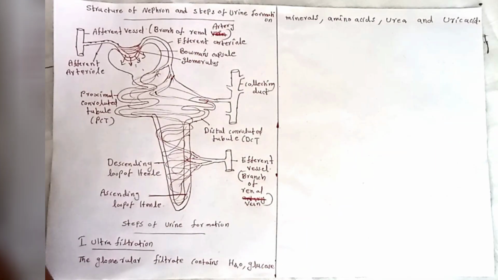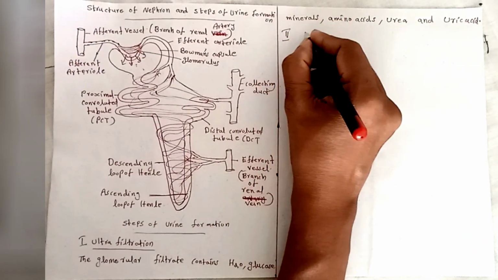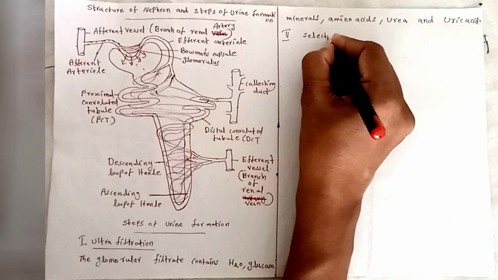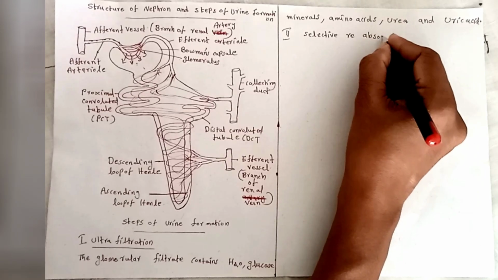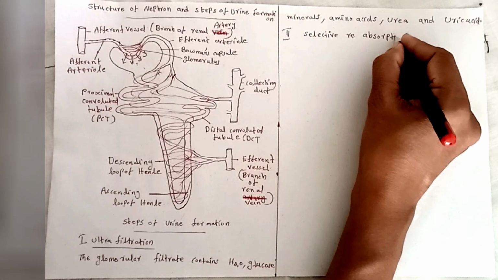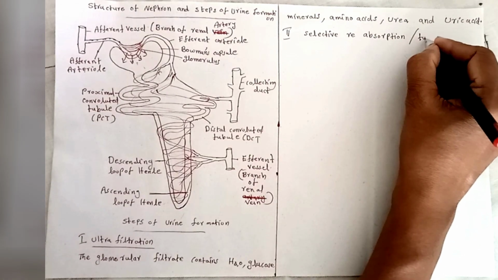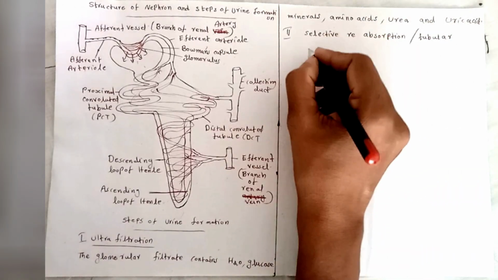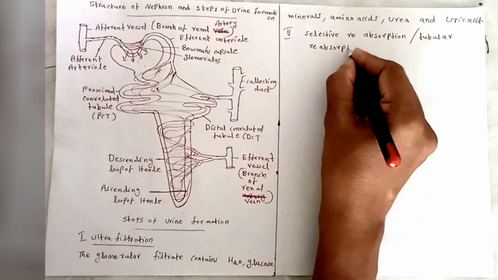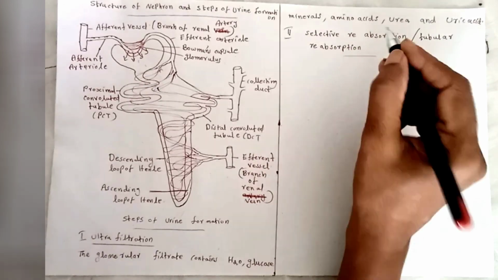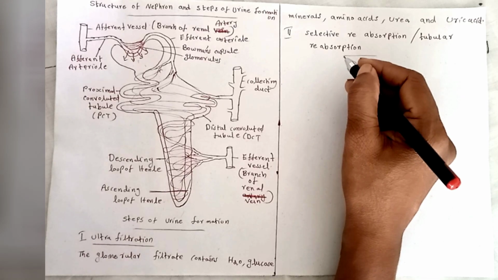The second step, selective reabsorption. That is also known as tubular reabsorption. The second step of urine formation, that is the selective reabsorption or tubular reabsorption.